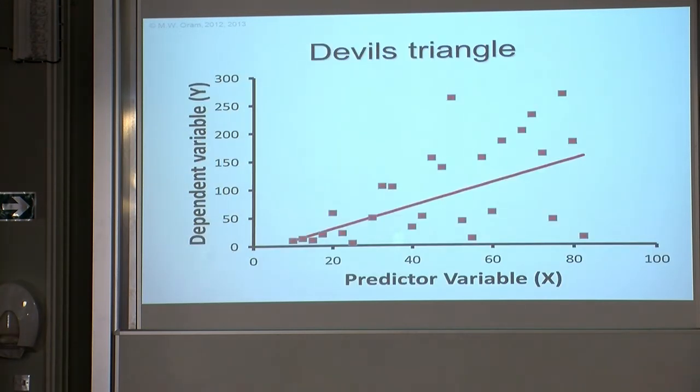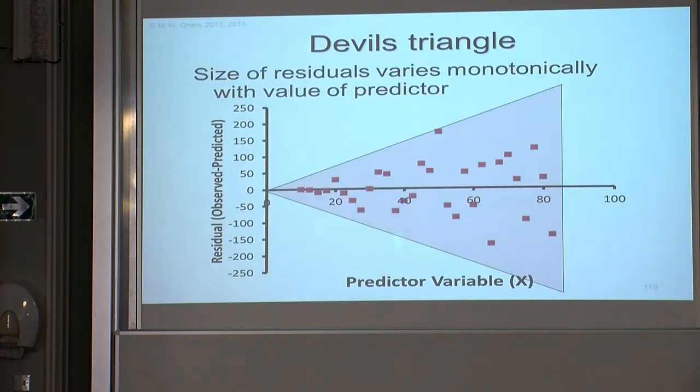The most common one that we see in psychology is known as the devil's triangle. As a variable increases, most commonly we see this with reaction time, the variability of the dependent variable about that point increases. There's a relationship between the mean of reaction time and the variability of that reaction time. In terms of residual plots, it looks like that, and you can see there's a sort of triangle, hence the name. The variability of the residuals increases as the predictor variable increases.